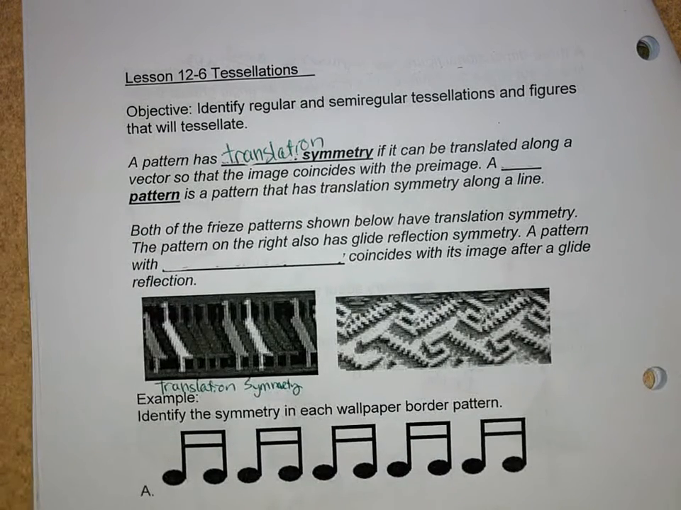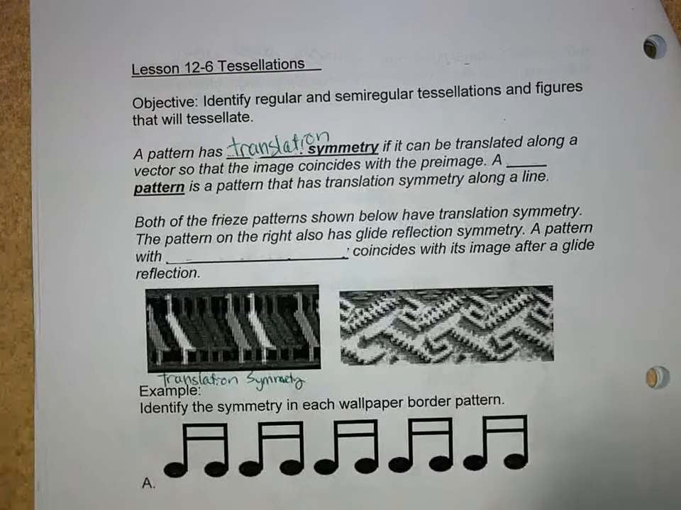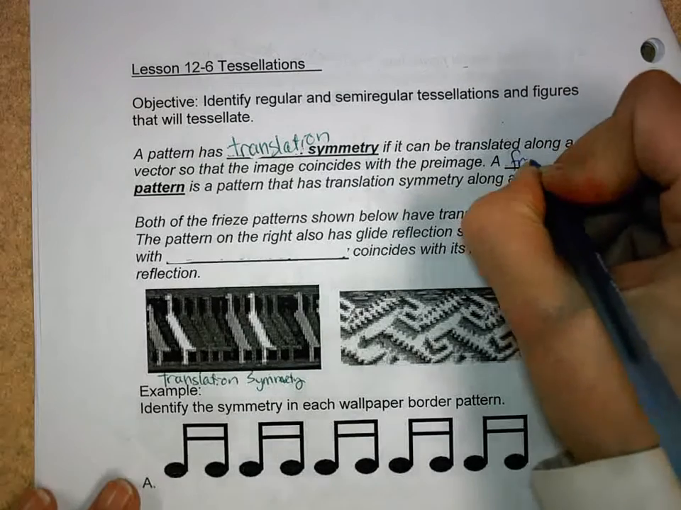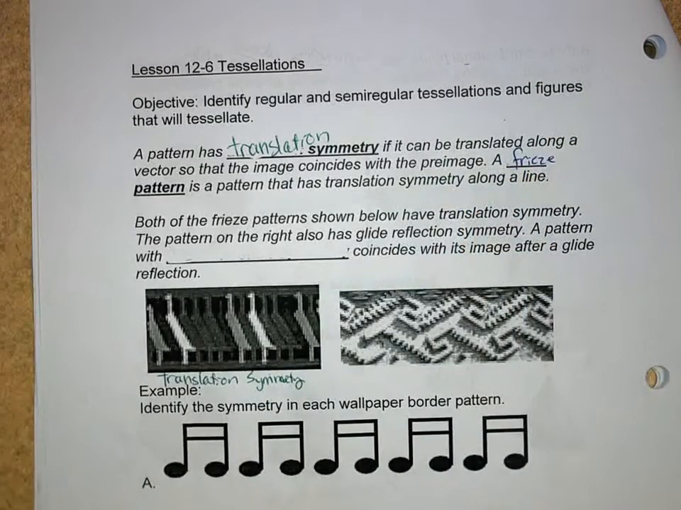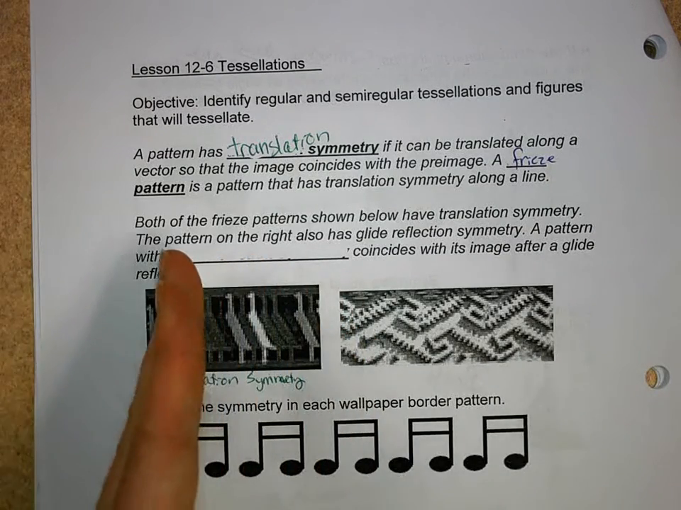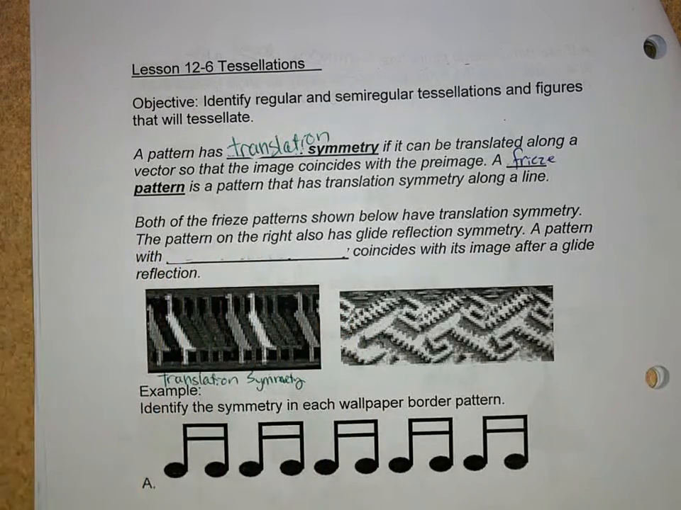Now the next one is called a Frieze pattern. Now a Frieze pattern is when you have translation symmetry along a line, and this you can see the Frieze pattern. It's a fancy name, okay, Frieze pattern. Just realize translational symmetry, you're going to have a Frieze pattern. Yeah, Frieze, seriously, it's F-R-I-E-Z-E.